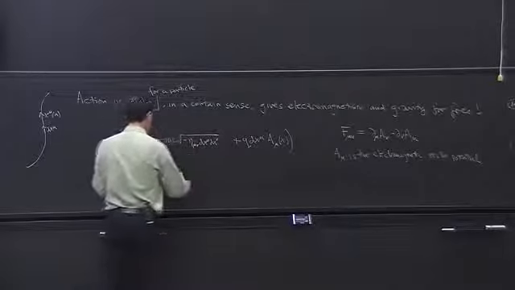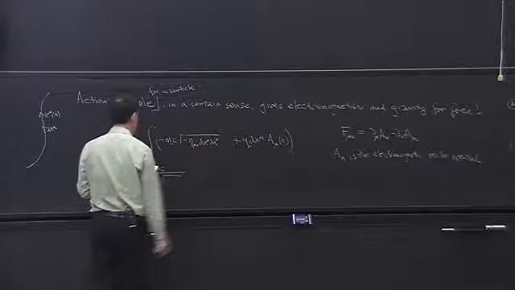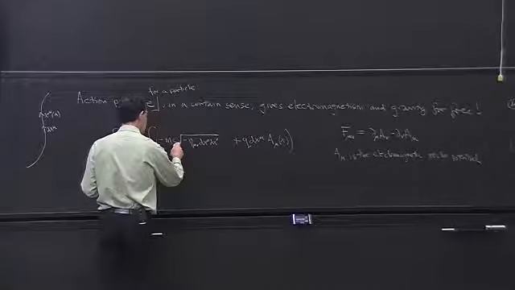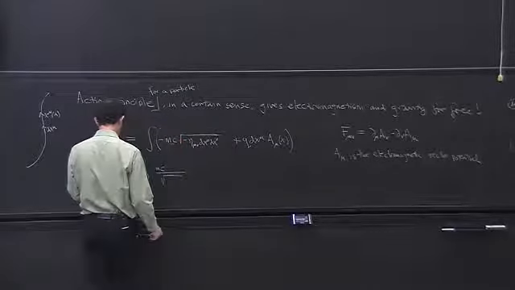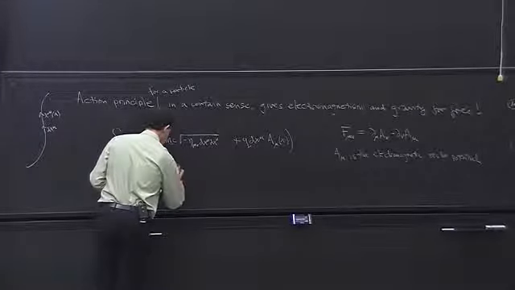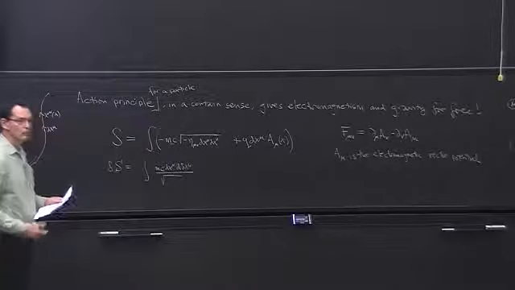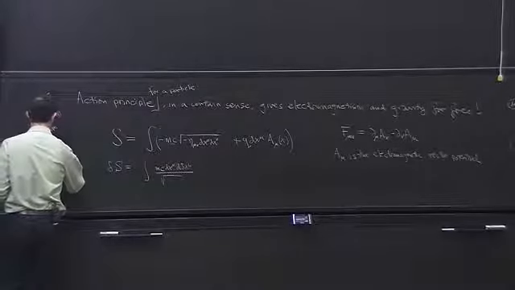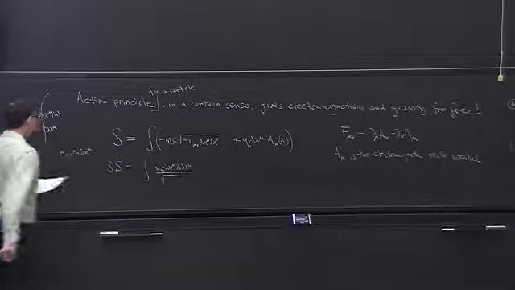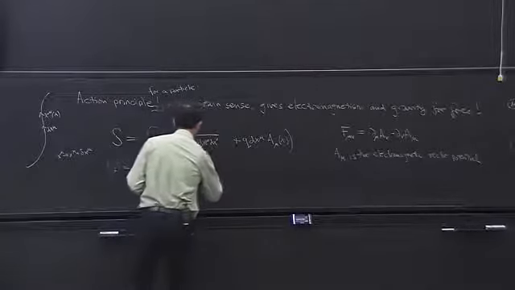We do our usual variation of the square root. We get 1 over the square root. And then we vary this guy in the numerator. The two minus signs cancel. The factor of 2 cancels with the half from the square root. And so we get dx mu d delta x mu. Okay, so I'm just varying x mu goes to x mu plus delta x mu. The variation of the action looks like this. And then I've got Q.